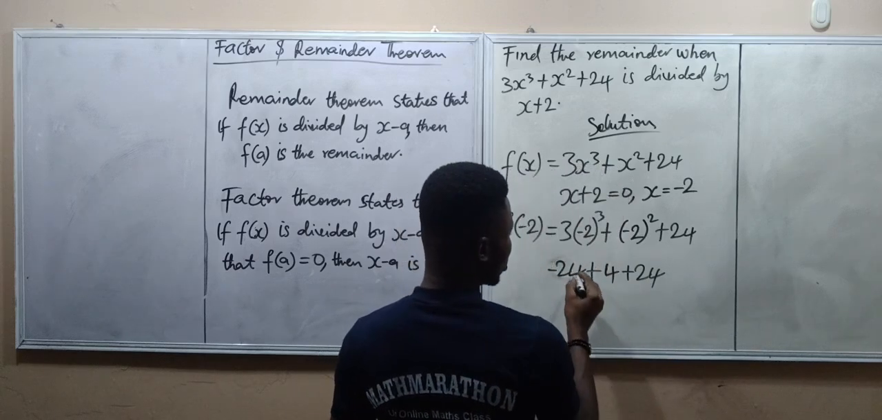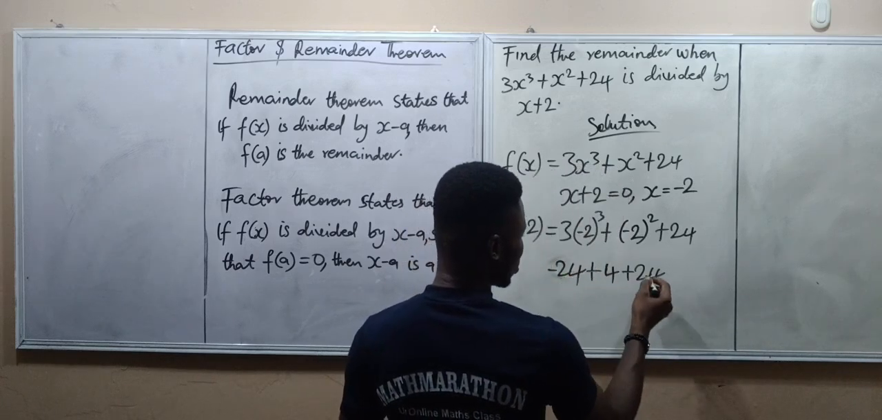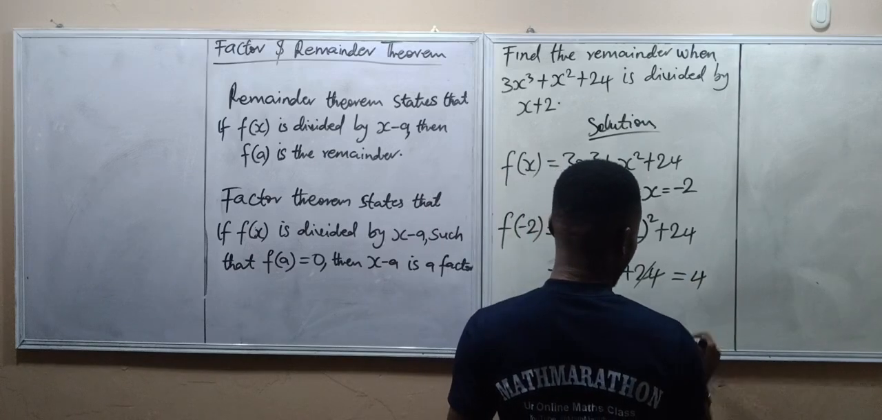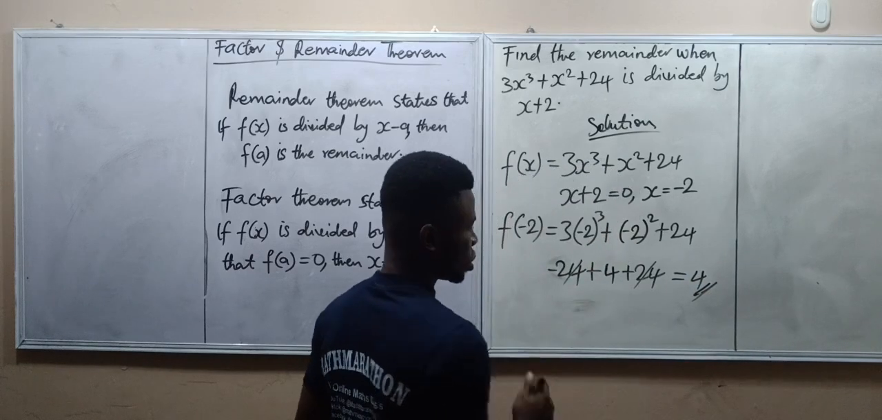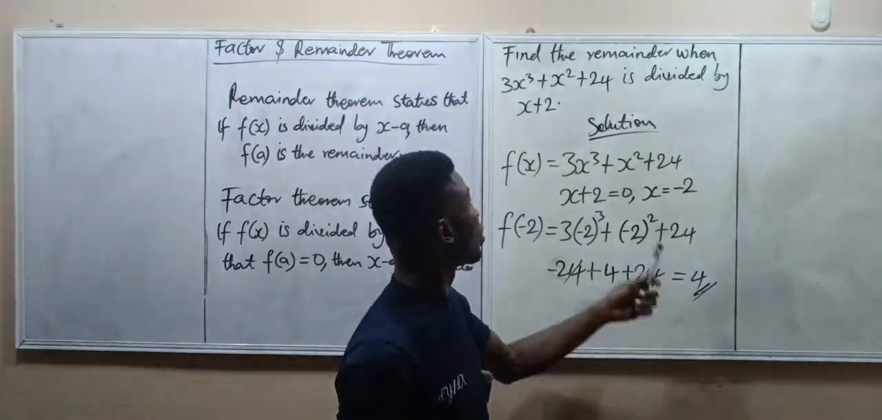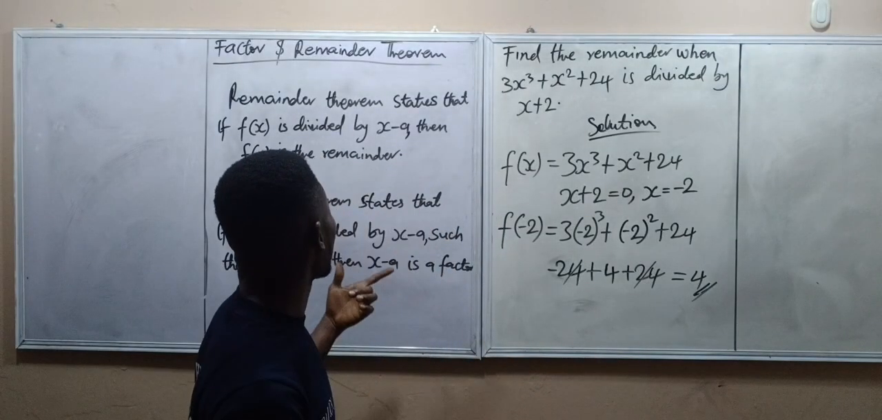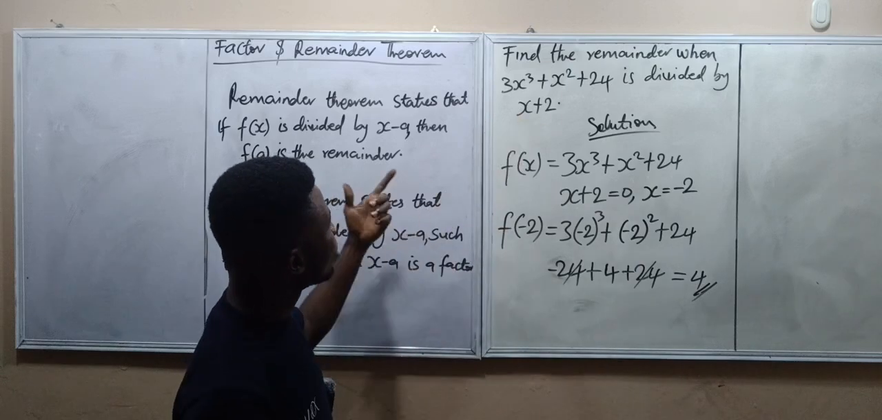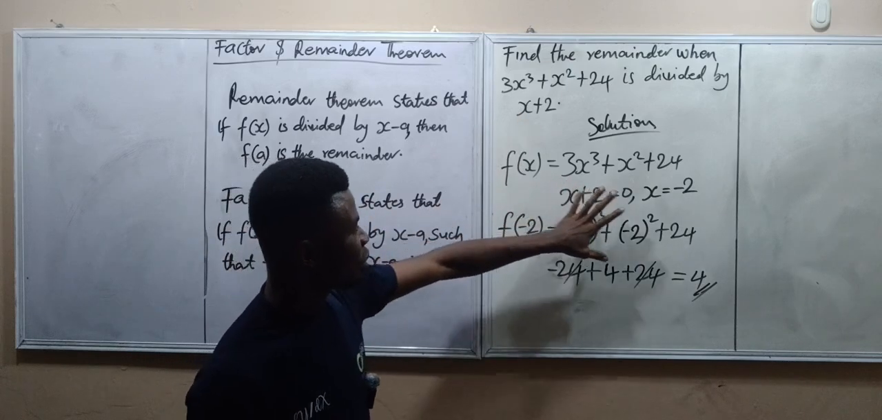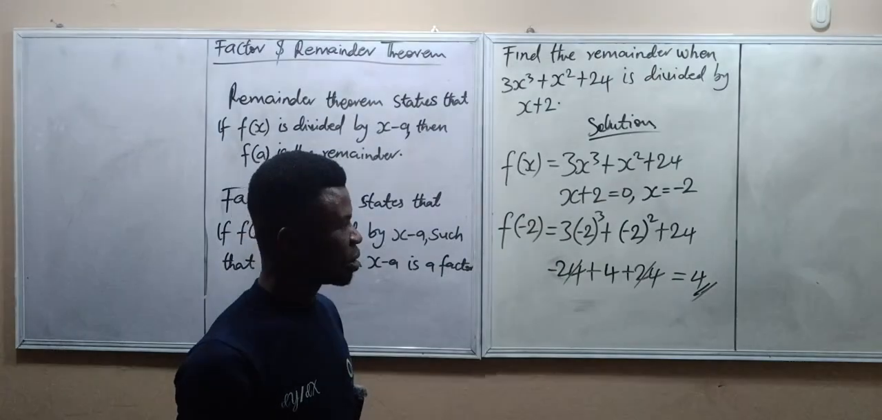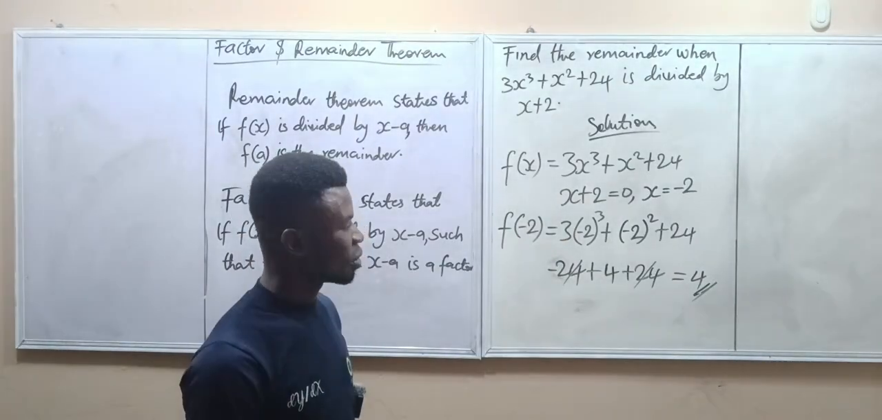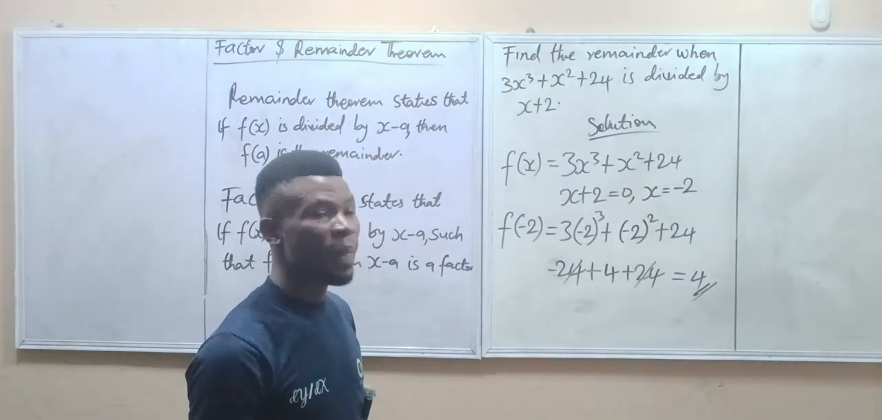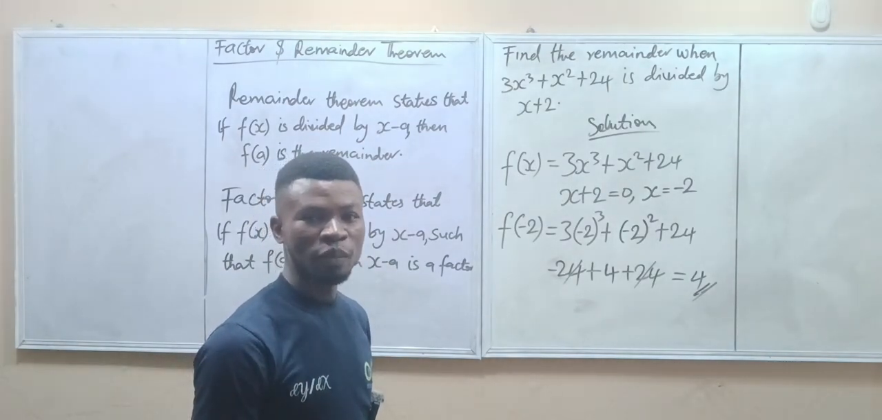Right? Now you notice that minus 24 plus 24, this one cancels this one. We are left with what? 4. So the remainder is what? 4. So this is where this remainder theorem is useful. A question like this, instead of going through that long division method, you simply use this function method, this f of x method, then substitute the value of x to that function, and whatever you get is the remainder they're asking for.